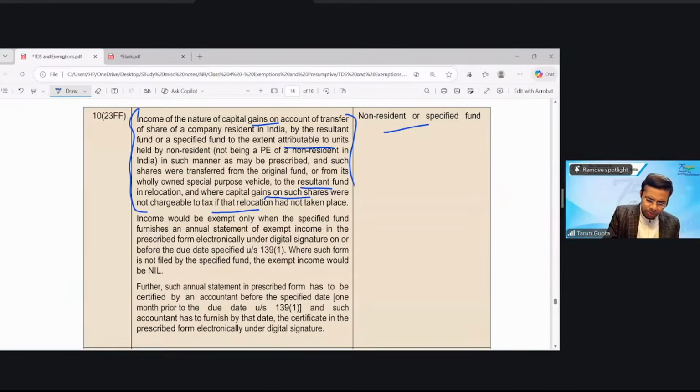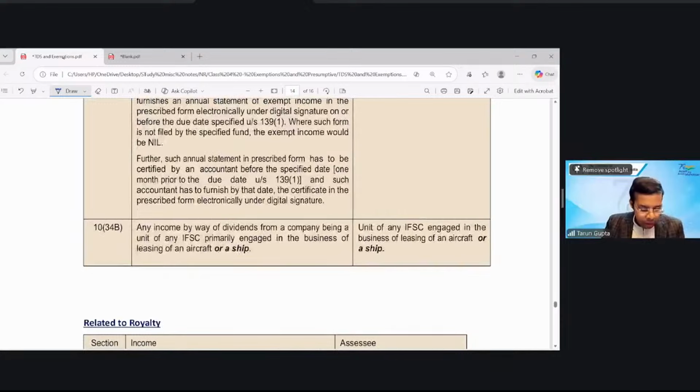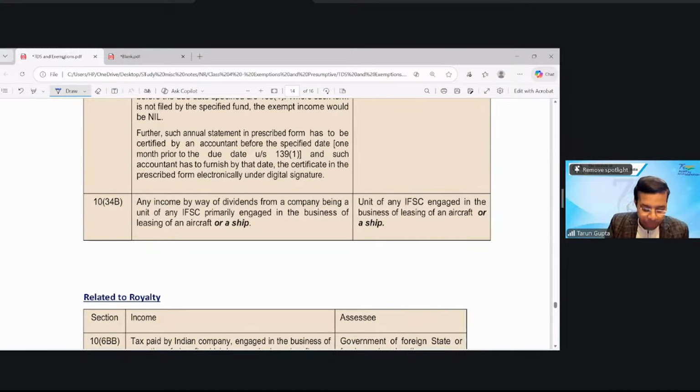Important not from the exam point of view, but important because here they are providing exemption if a fund relocates from some other part of the world to IFSC. So this is to encourage the funds which are already set up in Singapore to come to India. And on account of this relocation, if they earn any capital gain, we will provide the exemption. Lastly, any income by way of dividend from a company being a unit of any IFSC primarily engaged in the business of leasing of aircraft or ship.